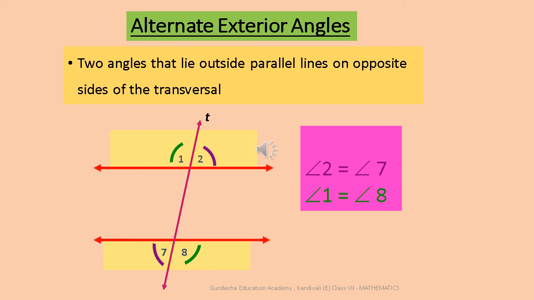Alternate exterior angles. Two angles that lie outside the parallel lines and on opposite sides of the transversal are known as alternate exterior angles. In the given figure, angle 1 and angle 8 lie outside the parallel lines but they are on opposite sides of the transversal. So angle 1 and 8 is one pair of alternate exterior angles and they are equal. Similarly, angle 2 and angle 7 is another pair of alternate exterior angles.